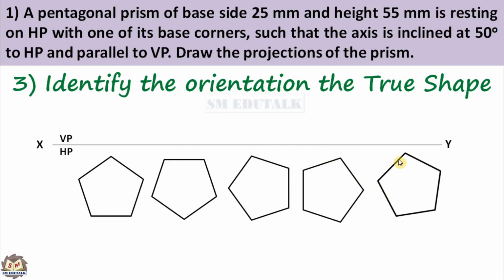No edge of this pentagon is parallel or perpendicular to XY line. All edges are kept inclined to XY line. You have to choose any one orientation among these 5. Which one fits into our condition?